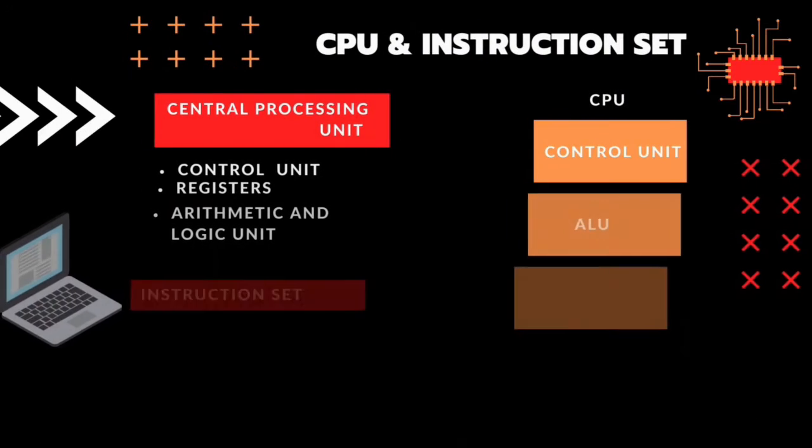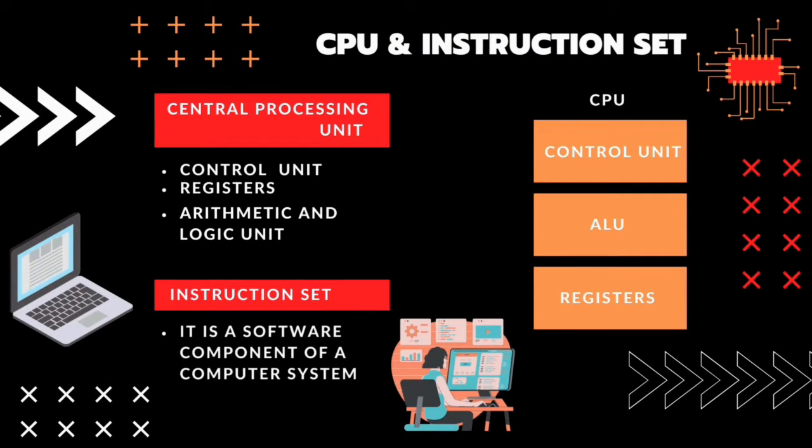A general-purpose computer CPU consists of a control unit which is defined to generate a unique set of control signals for every instruction in the instruction set. It also has a set of registers to store data and instructions. It also contains an arithmetic and logic unit to execute arithmetic and logical instructions. Instruction set is the software component of a computer system.